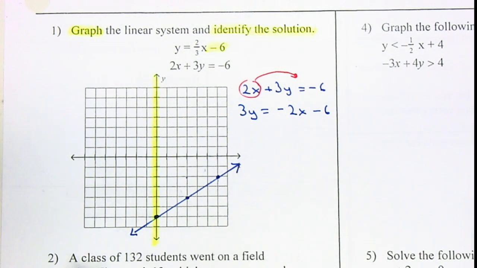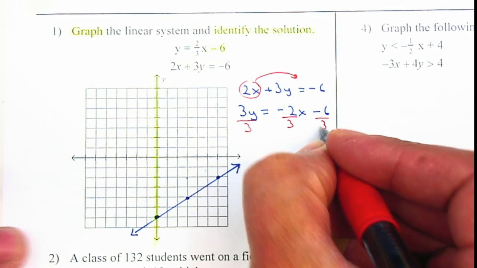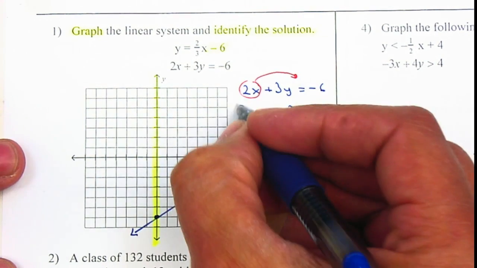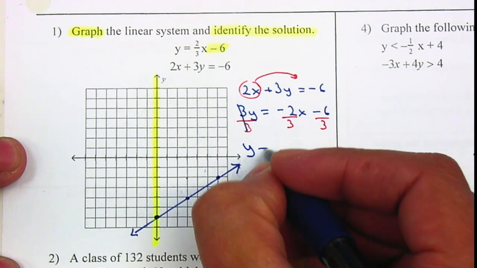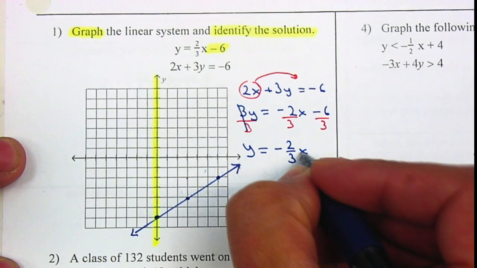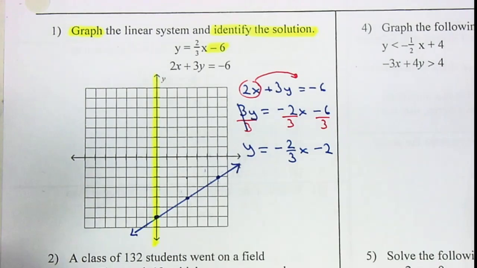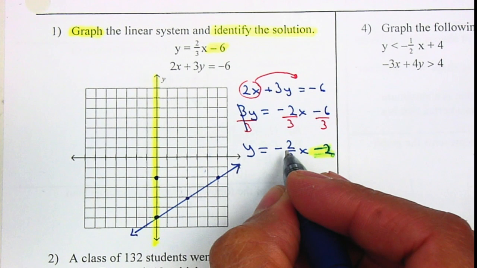We need to isolate the y, so we're going to divide by 3, divide by 3, divide by 3. The 3's cancel, so we have y is equal to negative divided by positive is a negative, 2 over 3x. Negative divided by positive will be a negative. My y-intercept in this case is -2.